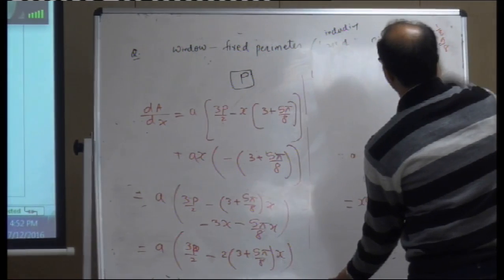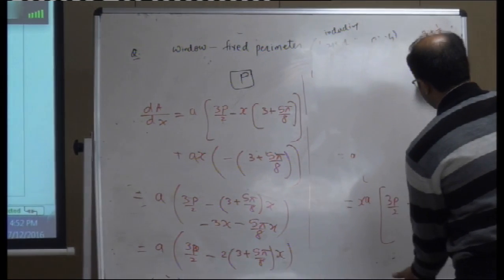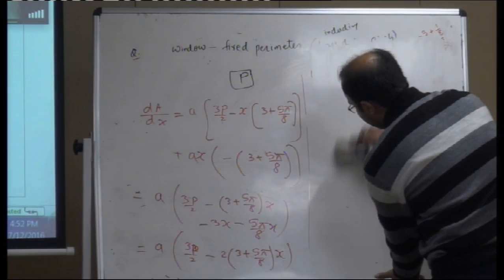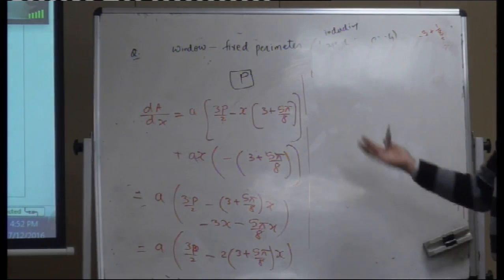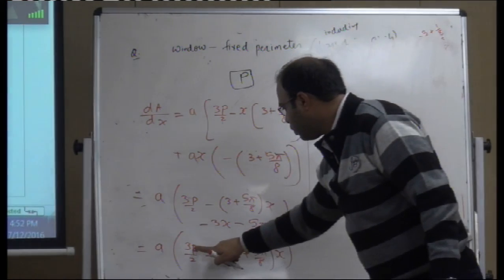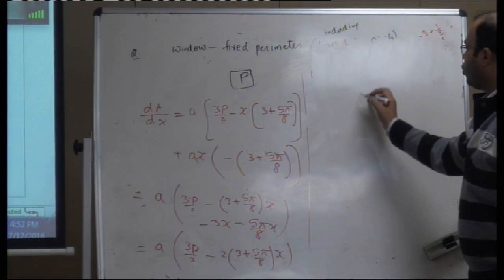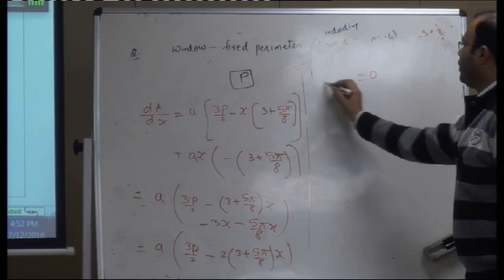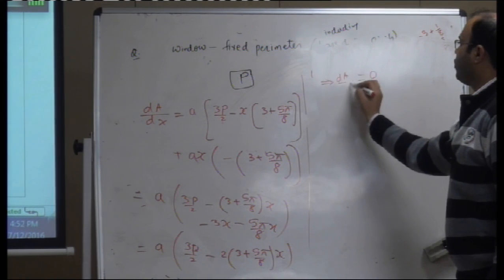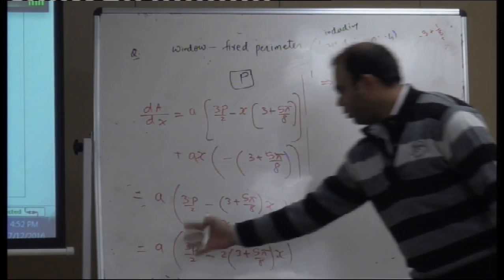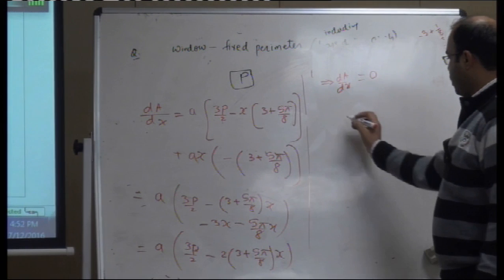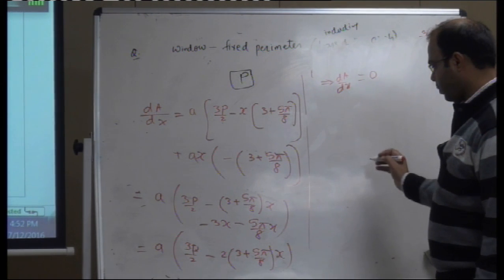If this question had been given with its perimeter, let's suppose, 800, this would have been easy, as we could have put that in here and calculated. So we are taking it as p. Now we have differentiated. We'll equate it to 0. dA by dx equal to 0. So this would go. This would become 0. Minus 2. This would become 0.